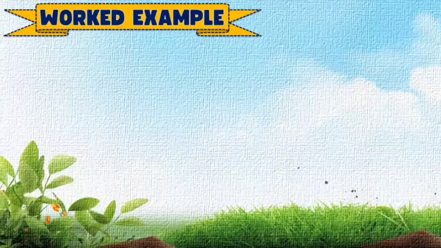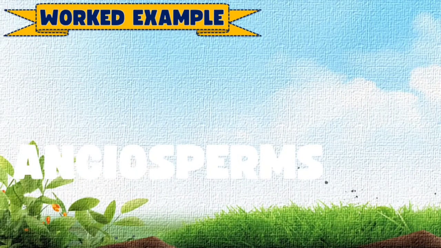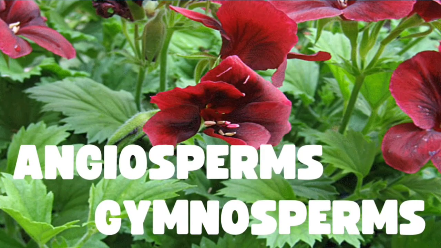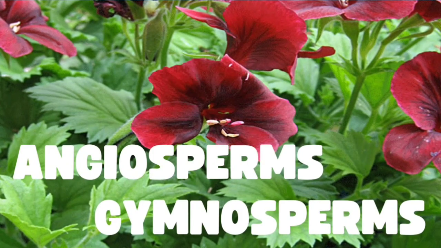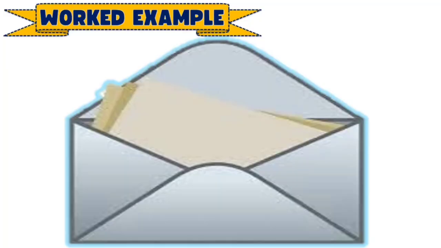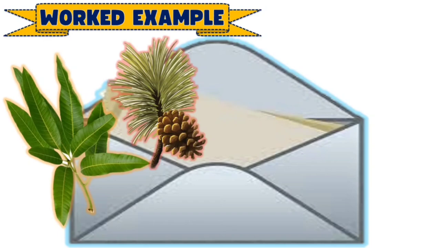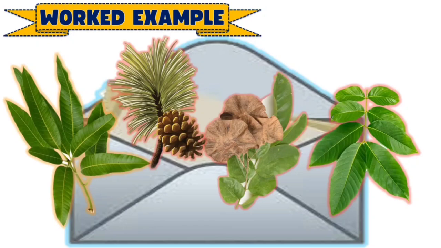In this lesson, you will learn about the diversity of plant life, including 2 main groups, the Angiosperms and the Gymnosperms. Understanding the characteristics of these plant groups is really essential for appreciating the variety of flora found in the Philippines. I have here an envelope containing the following characteristics and examples of Angiosperms and Gymnosperms. Then we will classify them whether they are Angiosperm or Gymnosperm.